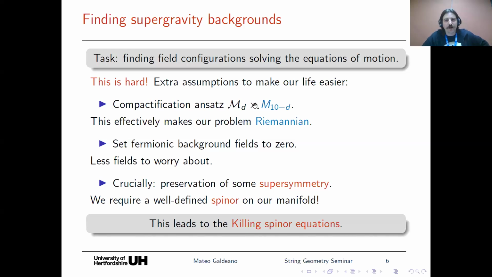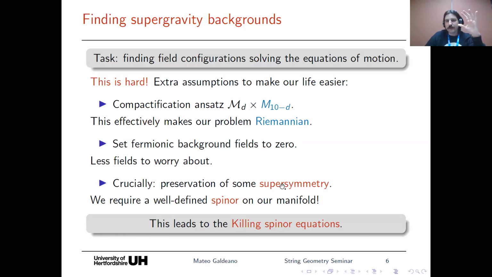And I think I saw Marco Fibers is giving a talk in a couple of weeks, and he will talk more about the Lorentzian nature of things. But in this talk, let's focus just on the Riemannian part. There are also some other technical assumptions. You set some parameter in the background close to 0, just so that you have fewer things to worry about. But crucially, the crucial assumption is that you assume that you're preserving some supersymmetry.